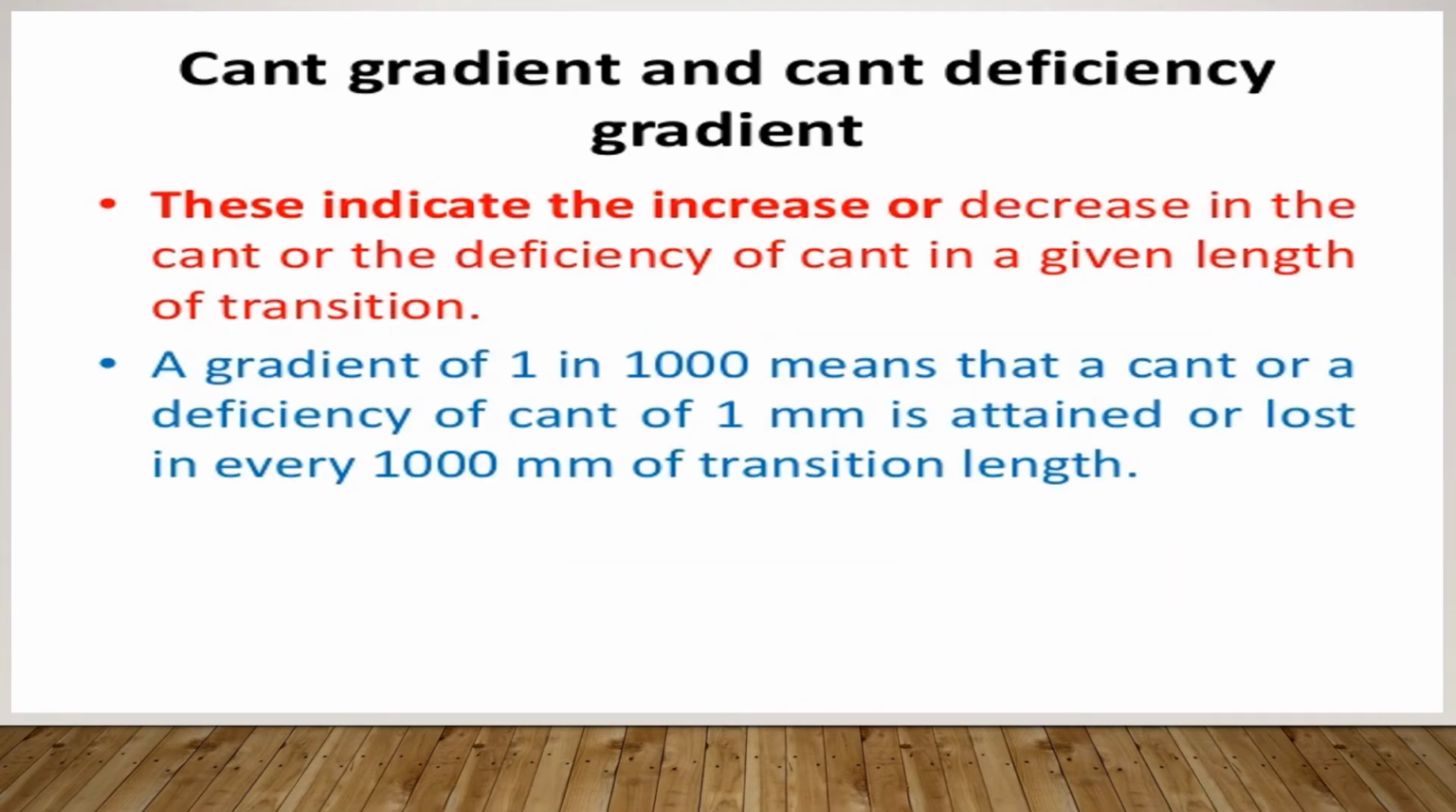Cant gradient and cant deficiency gradient. These indicate the increase or decrease in the cant or the deficiency of cant in a given length of transition. A gradient of 1 in 1000 means that a cant or a deficiency of cant of 1 mm is attained or lost in every 1000 mm of transition length.